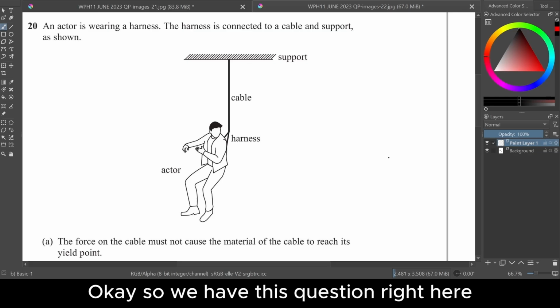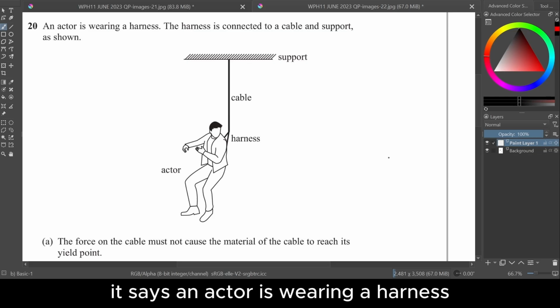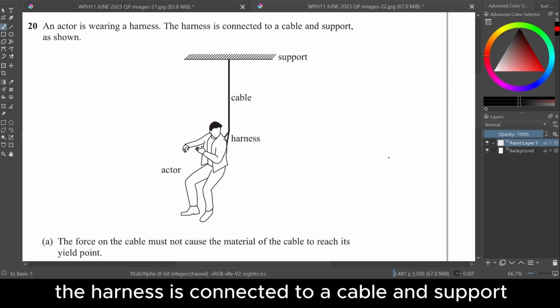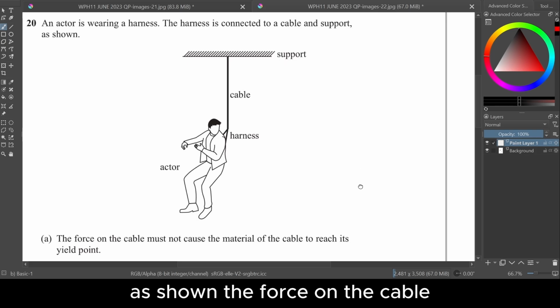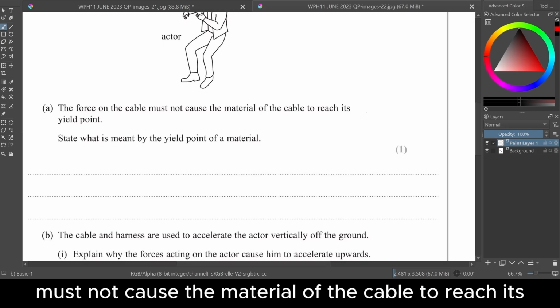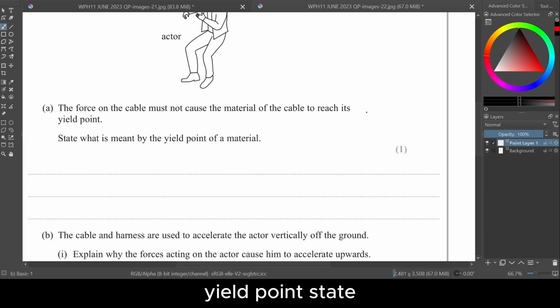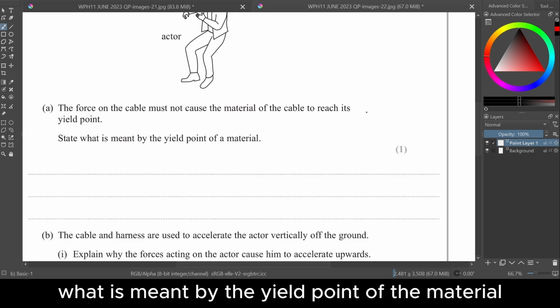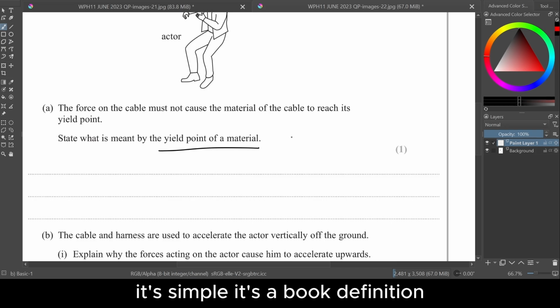Okay, so we have this question right here. It says an actor is wearing a harness. The harness is connected to a cable and support as shown. The force on the cable must not cause the material of the cable to reach its yield point. State what is meant by the yield point of the material. It's simple. It's a book definition.